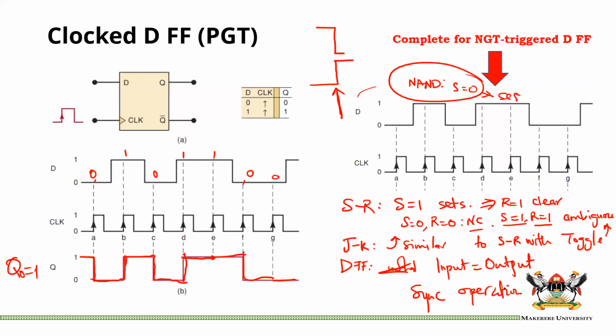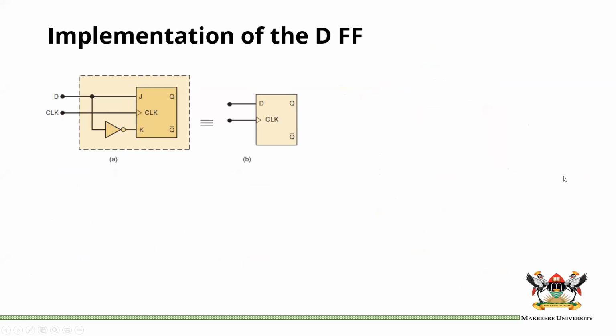You just need to do a bit of reading and be able to remember at least how the JK operates. JK has toggle, SR does not have toggle, and the D is just very easy. Okay, so let us look at this.